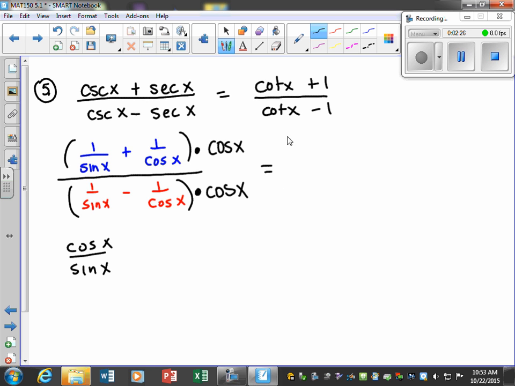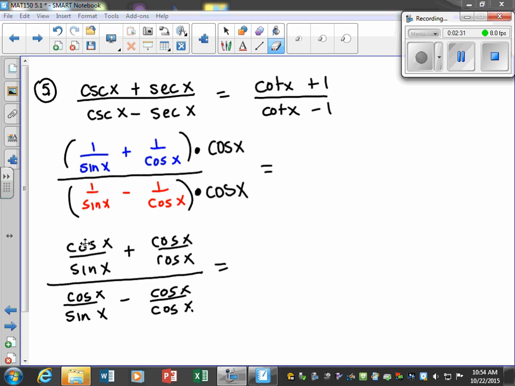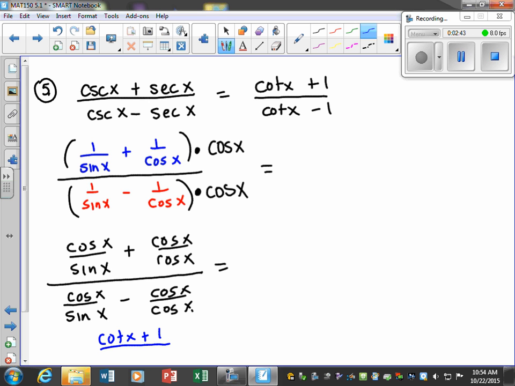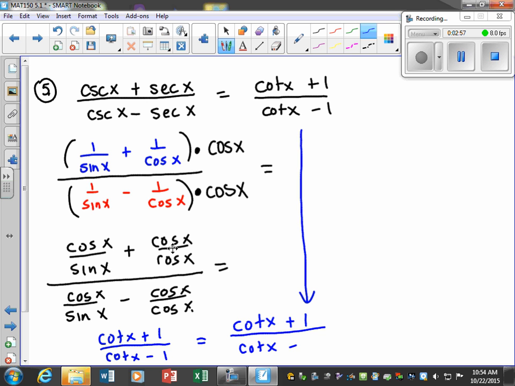I'm going to pause it. So distribute this cosine out to all of those terms. Okay, so once I do that, this now simplifies to cotangent of x, and this is going to simplify to just 1. And the same thing in the denominator, cotangent of x minus 1, which is what we were looking for, so verified. So in this particular case, this one is where we multiplied both sides by a factor, which was cosine of x.